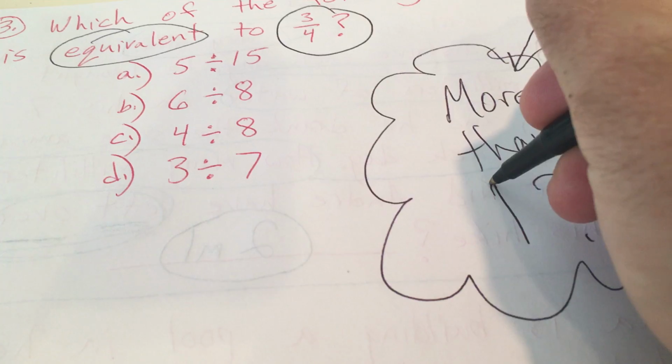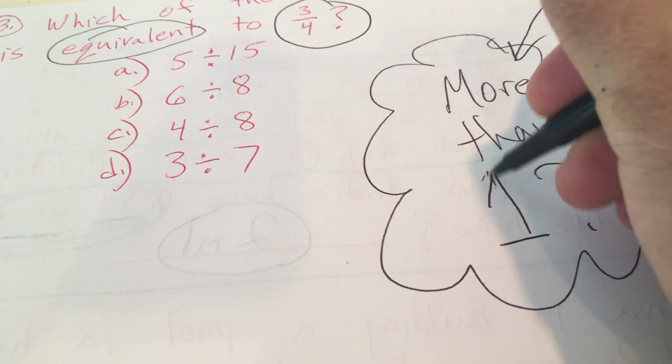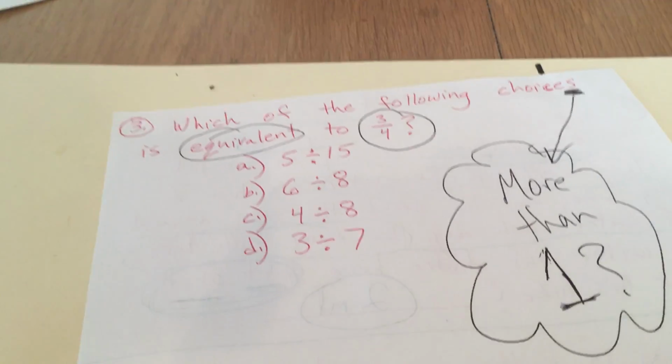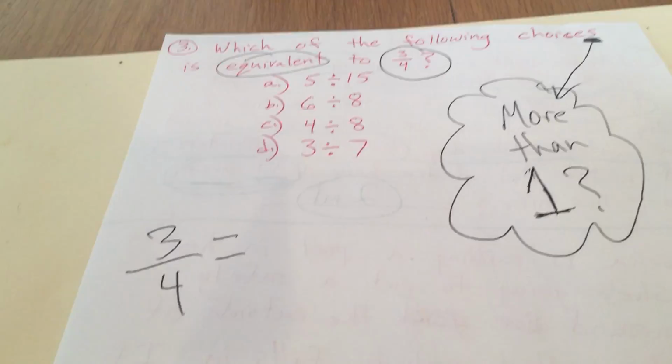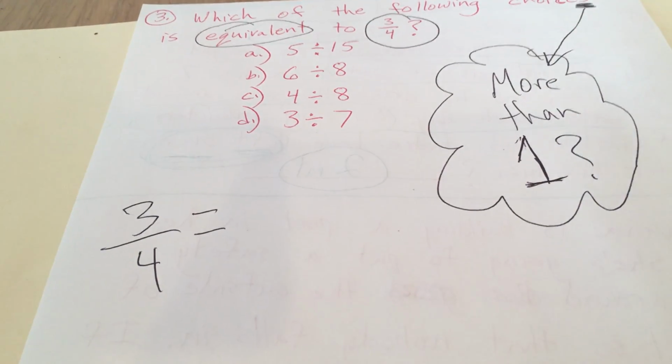It doesn't say there's more than one, so I always just want to make sure I try all 4 options, A, B, C, and D, because there might be more than one. There might only be one. I'm not quite sure. We'll see. Okay, so which one is equivalent to 3/4? Equivalent means it's equal. So let's check all of these.